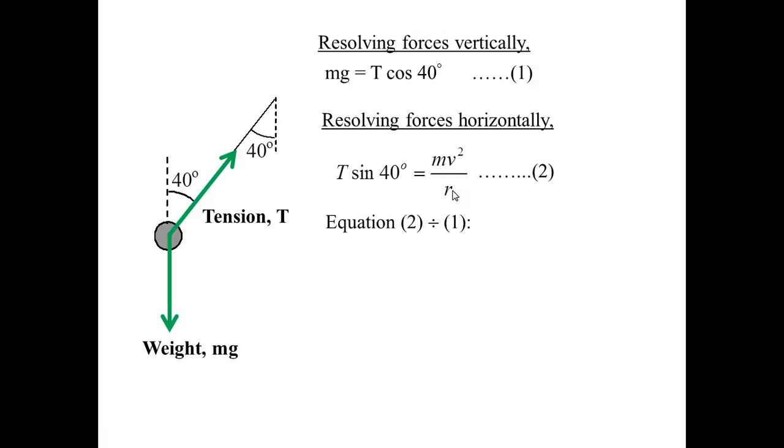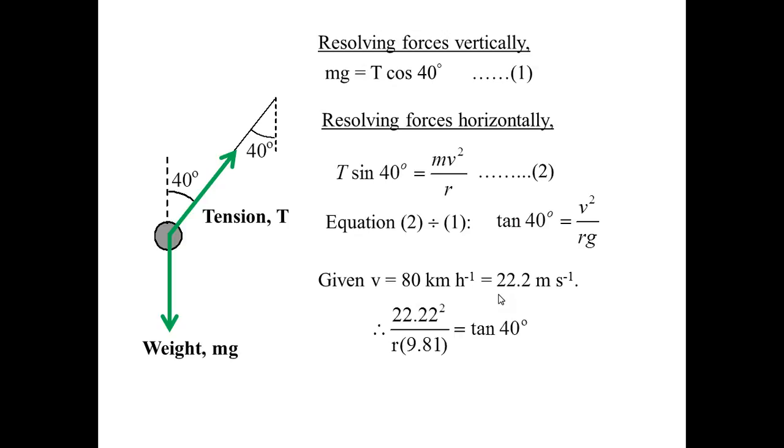To find the radius, you can take equation 2 divided by equation 1. Tension will cancel off, so I get tangent 40 equals v squared over rg. Velocity is given as 80 km per hour, so you need to convert that to meters per second and substitute into the equation. You should get the radius to be 60 meters.